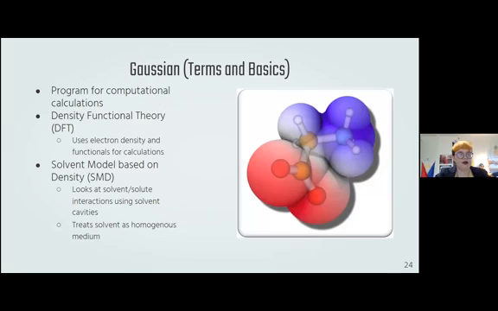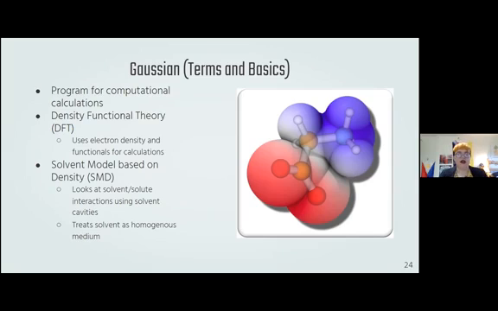And then we used Gaussian. I'm going to talk a little bit about Gaussian before I talk about specifically what we did with Gaussian. Gaussian is a computational chemistry program that's used worldwide, and it's really reliable. We used density functional theory, which uses electron density and functionals for calculations. Functionals are functions of a function, essentially. And for our solvent model, we used a solvent model based on density, SMD, which looks at the solvent and solute relationships and interactions using solvent cavities.